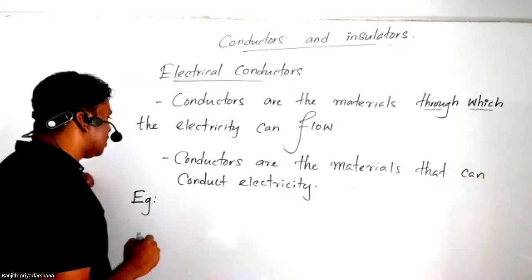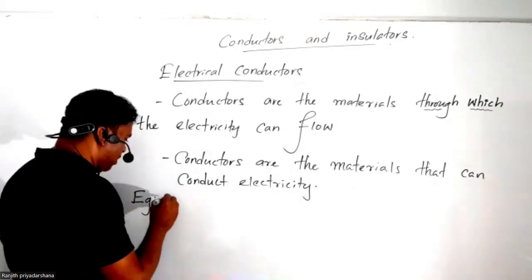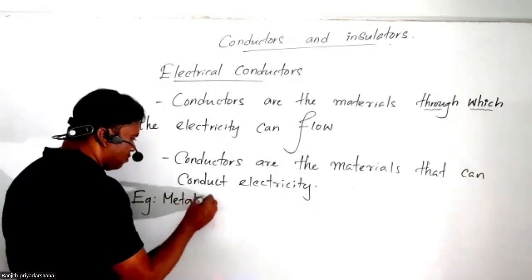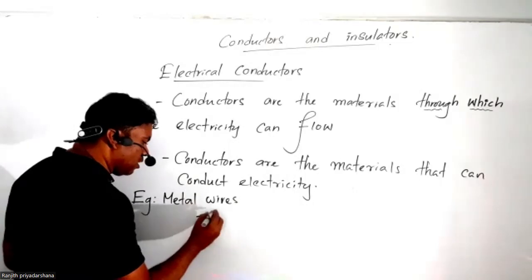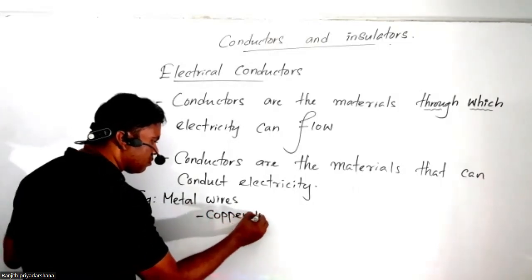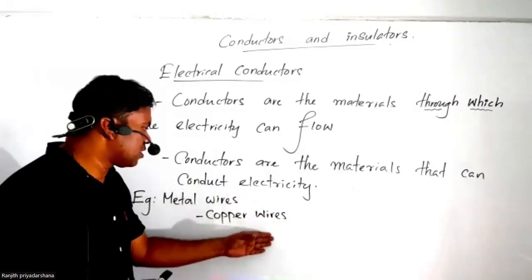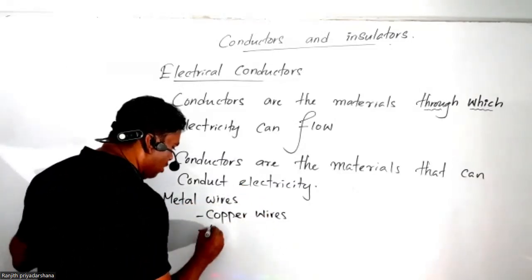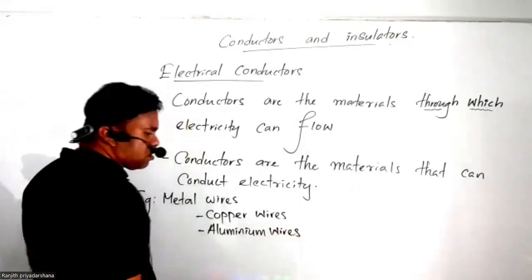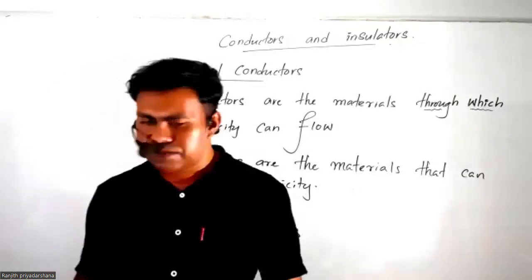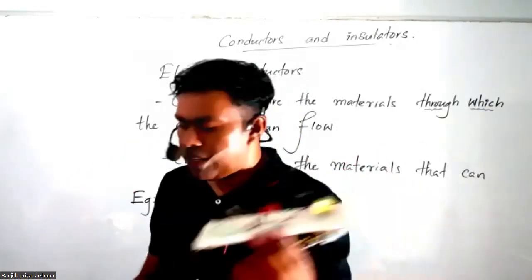Examples for conductors. Tell me, what things let current flow through them? Wires. Metal wires, copper wires. Copper wires are conductor wires. Tell me one more: copper wire, aluminium wires. The jumper wires. Yes, jumper wires like this. That's also a copper wire, right?